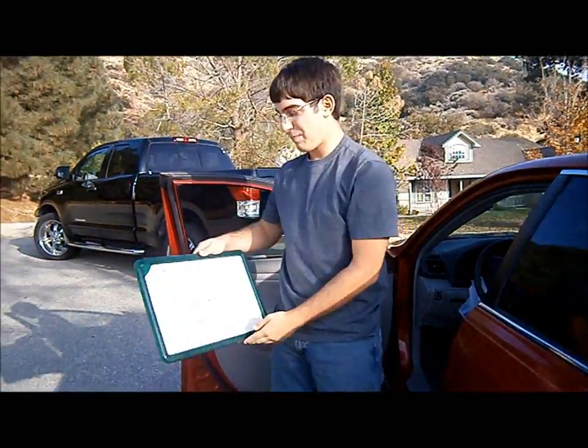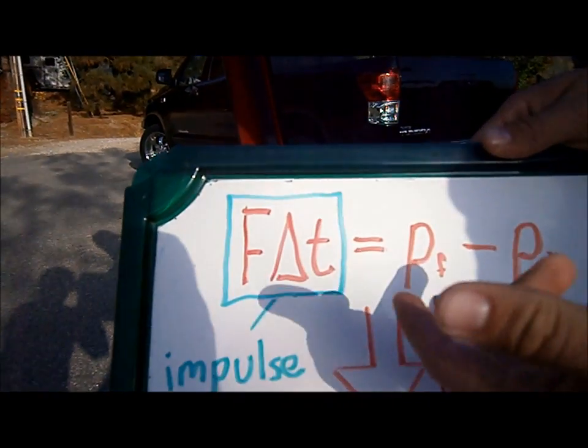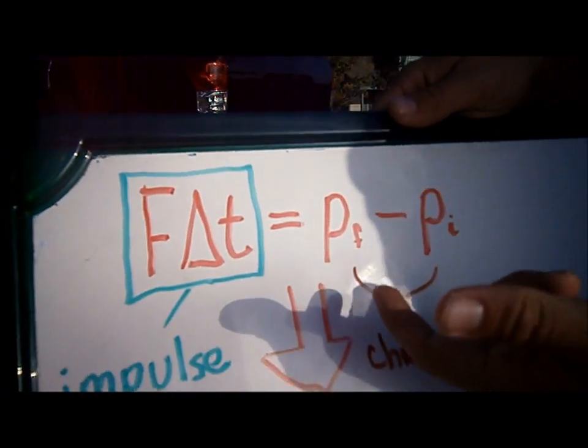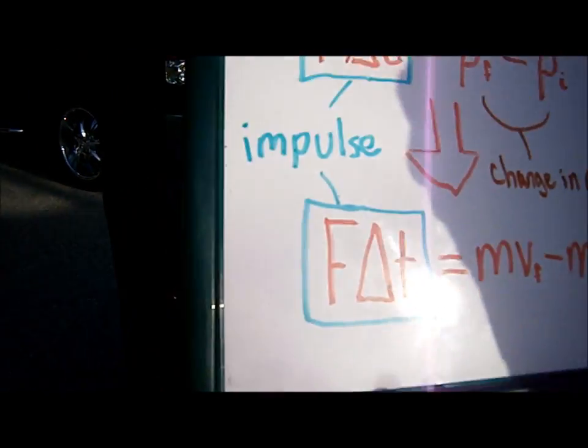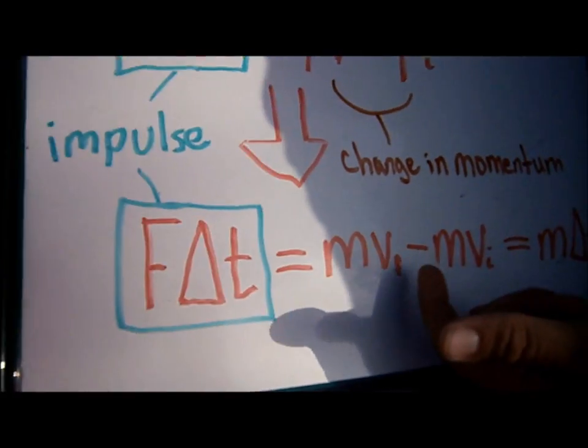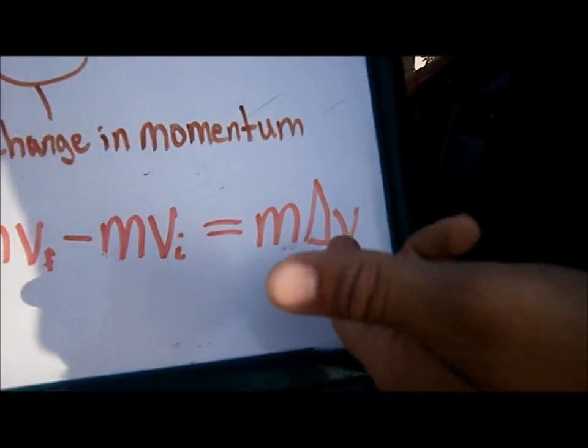This is the impulse-momentum theorem. Impulse is the amount of force expressed over a given period of time, which equals the momentum final minus the momentum initial, or the change in momentum. And using the other equations, you can see that impulse equals the mass times the final velocity minus the mass times the initial velocity, which equals the mass times the change in velocity.